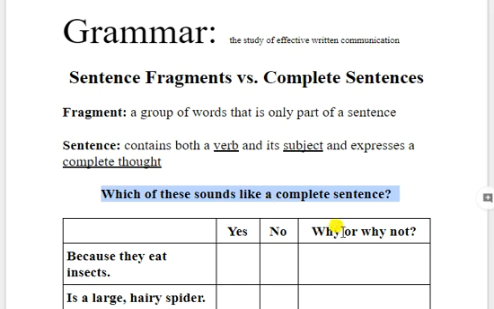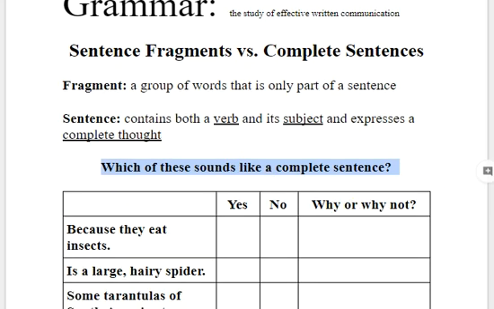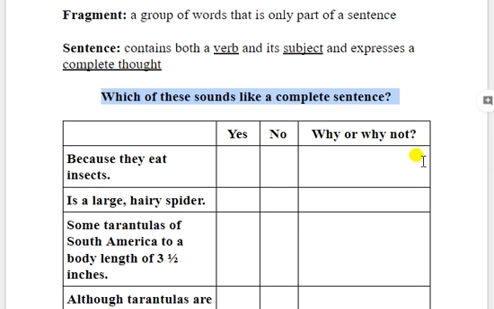So let's play a game. Which of these sounds like a complete sentence? Remember, the 3 criteria: has to have a verb, has to have a subject, and has to express a complete thought. So, if any one of those pieces is missing, it's not a sentence, it is a sentence fragment, okay? So if somebody walked up to you and said, because they eat insects, would you feel like that is a complete sentence? No, you all said. Why not? Okay, well, let's look.